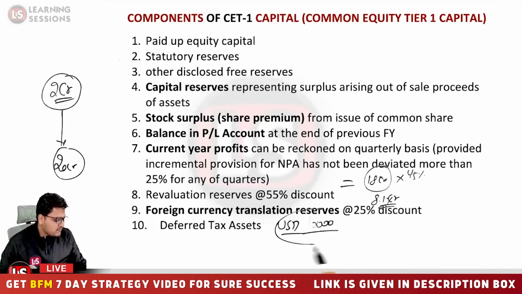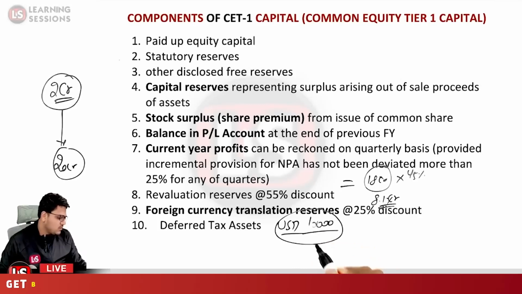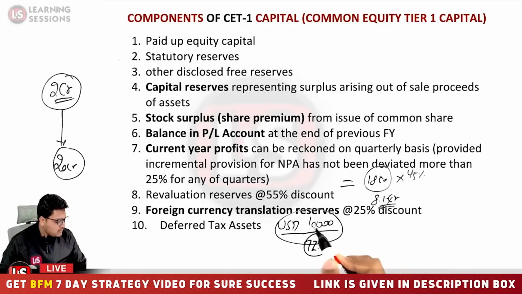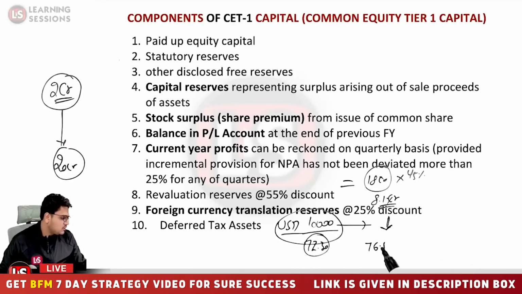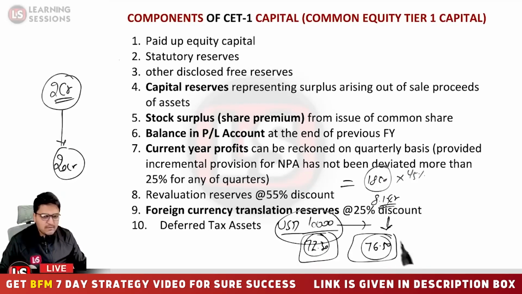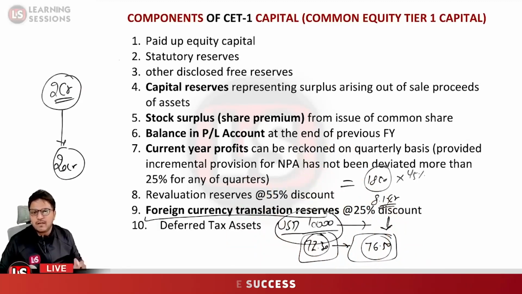At that particular instance, when I invested the amount, the value of the USD was 72.30. But now, when I am translating this in my balance sheet, today the value of the USD is 76.50. I purchased at 72.30, but now it is 76.50. The difference between these two will amount to the foreign currency translation reserve. Those can also be reckoned as CET1 capital, but at a 25% discount.